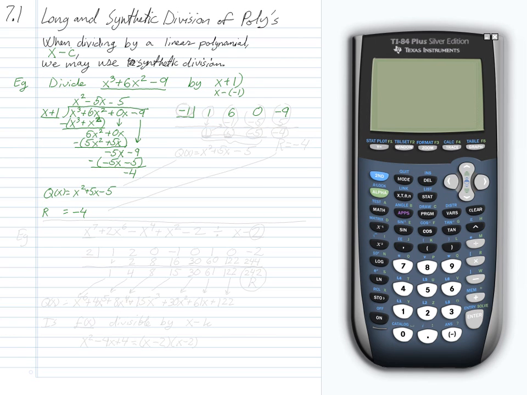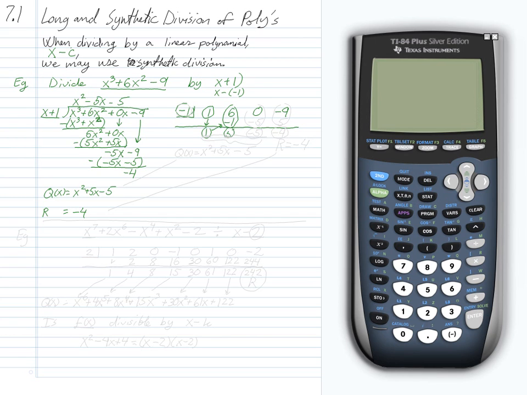Now with synthetic division, the process is much more concise. So first, what I'll do is bring down the first coefficient. Then I will multiply the coefficient times the number in the box, and put that right here. Then I will add this column. 6 minus 1 would give me 5.